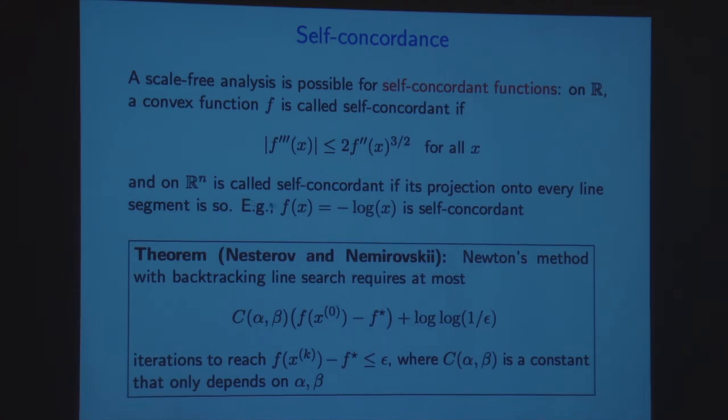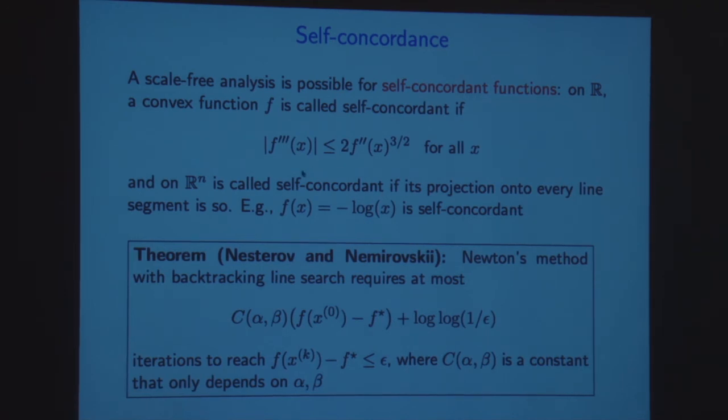And a function on R^n is called self-concordant if, when we project onto every line segment, it's also self-concordant. So for example, the function negative log is self-concordant. You can check that, actually we get an equality here. The absolute value of the third derivative is exactly equal to 2 times its second derivative to the power of 3/2. You can see that because the derivative is 1 over x, right? So when we take further derivatives, we get 1 over x squared and 1 over x cubed, etc.